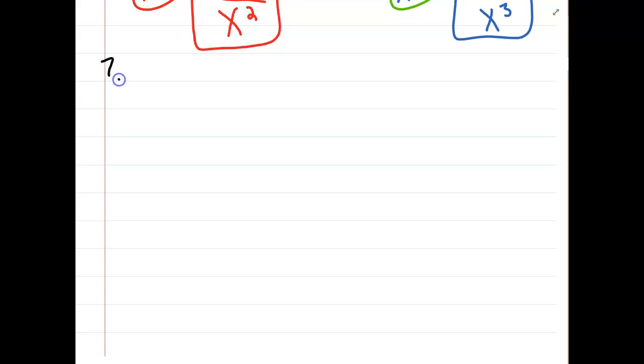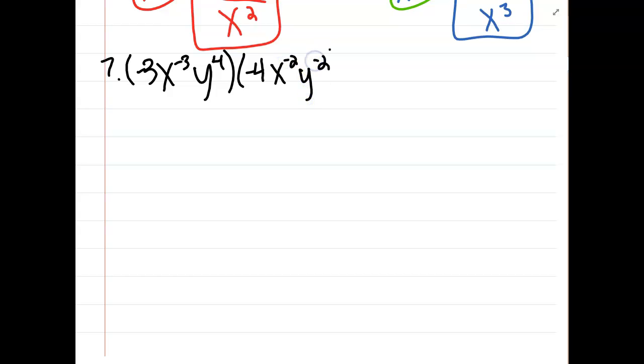Number 7. All right, in parentheses, negative 3, x to the negative 3rd, y to the 4th, times, in a second set of parentheses, negative 4, x to the negative 2nd, y to the negative 2nd. So really similar to the last one, just kind of a little more going on.